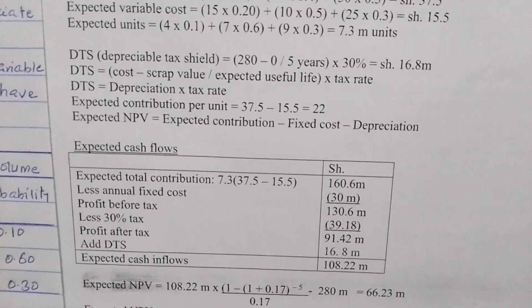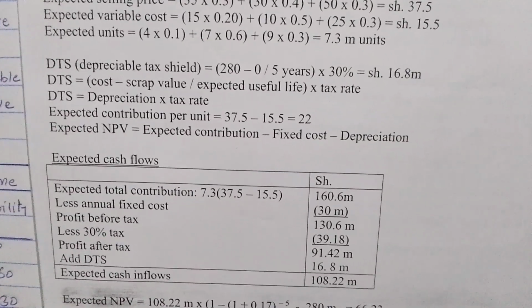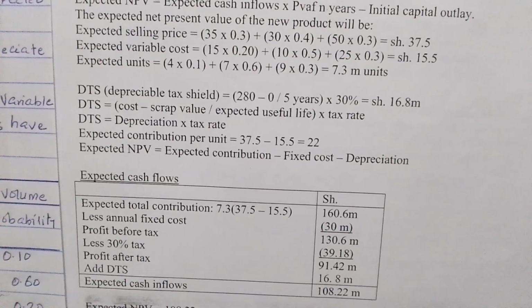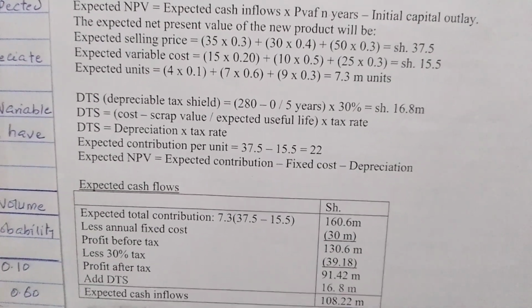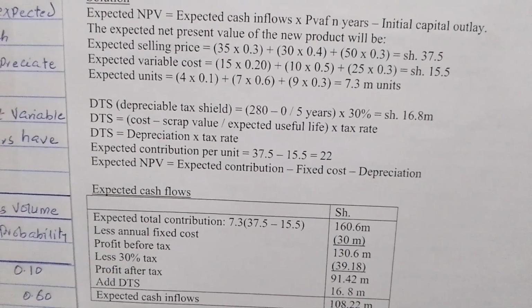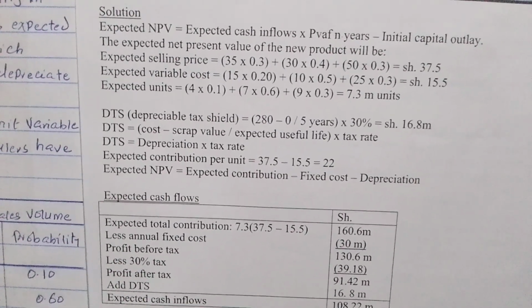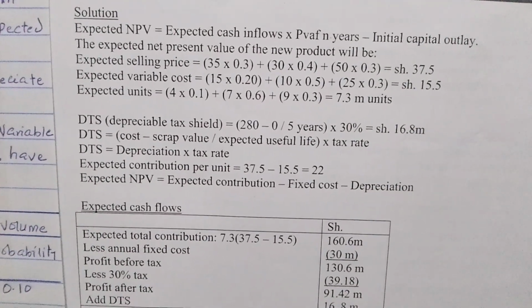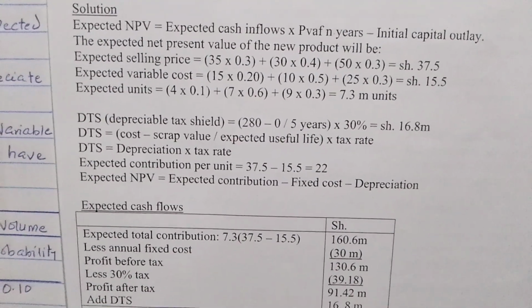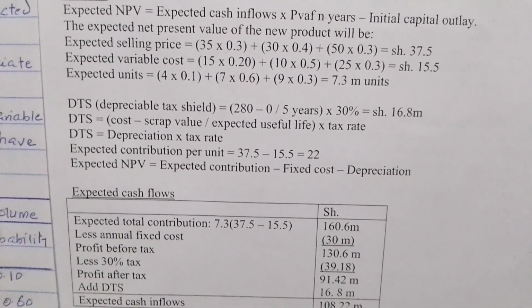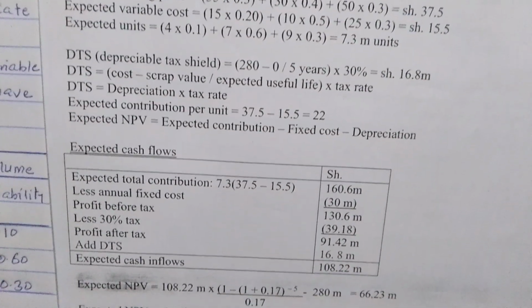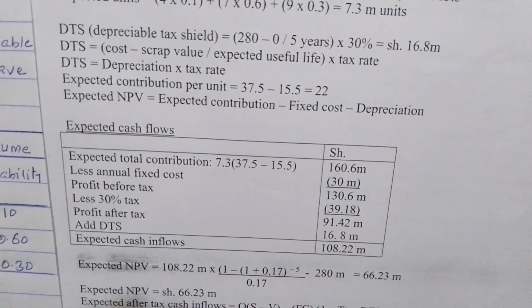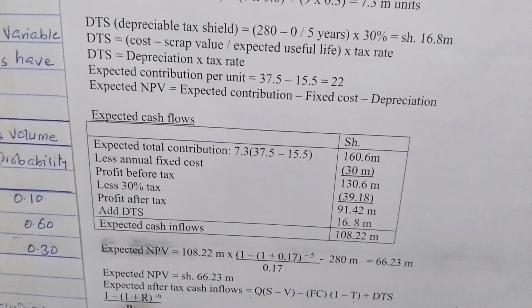Now let's establish that. We take the expected total contribution, because we have 7.3 million units as the expected units. You'll be multiplying that by the expected contribution, which we said is 7.5 minus 15.5, which gave us 22. So the expected total contribution for these units is 160.6 million shillings. We less the annual fixed cost.